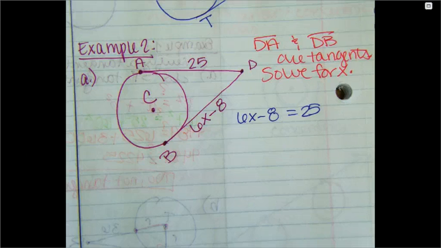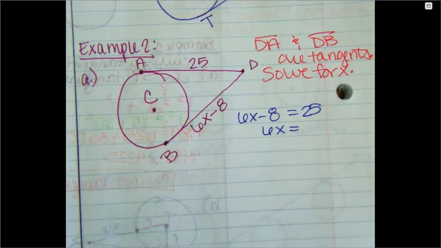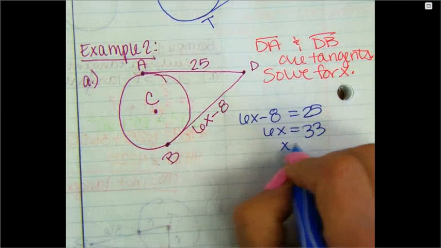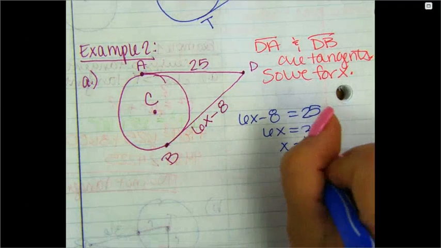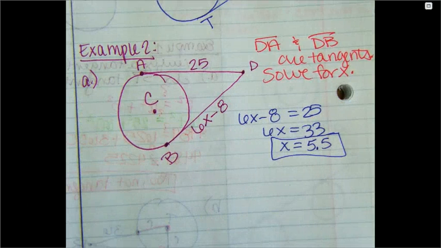Are you going to be able to solve that? I hope so. Add 8 and you get 6x equals what? 33. And then you divide and x equals, ooh, it's a decimal, 5.5. Does that make sense? Okay? These ones are easy.